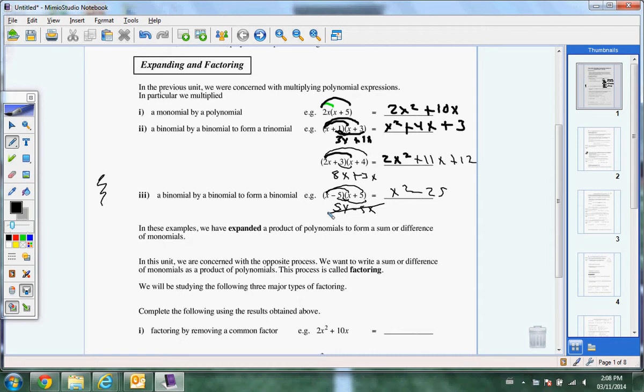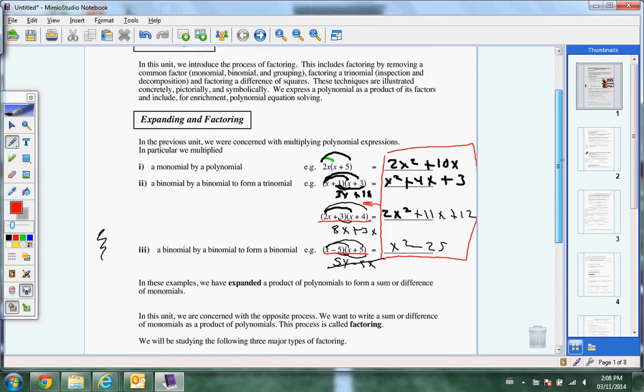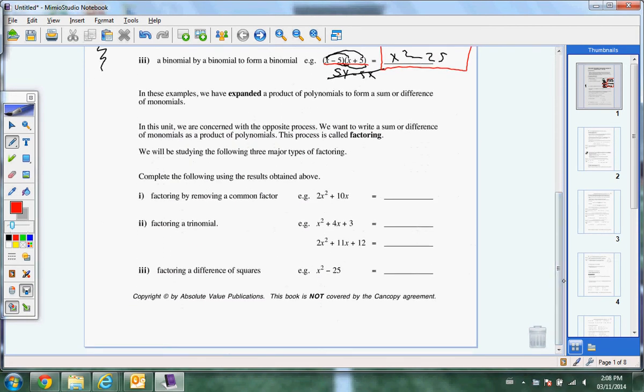Okay, any questions yet? Again, what I want you to focus on is that for this unit, we want to take these and go this direction with them. Given this, I want to get this. That's factored. Given this, I want to get this. That's factored. Okay? So when we're factoring, we're trying to go backwards. All right. Finish this page here. In these examples, we've expanded the product of polynomials to form a sum or a difference of monomials.